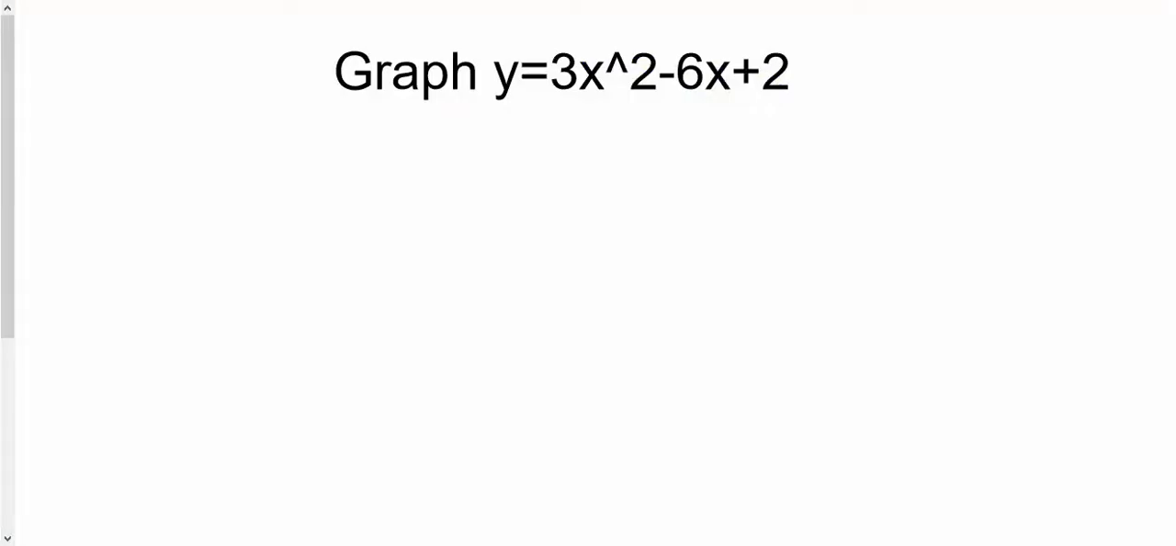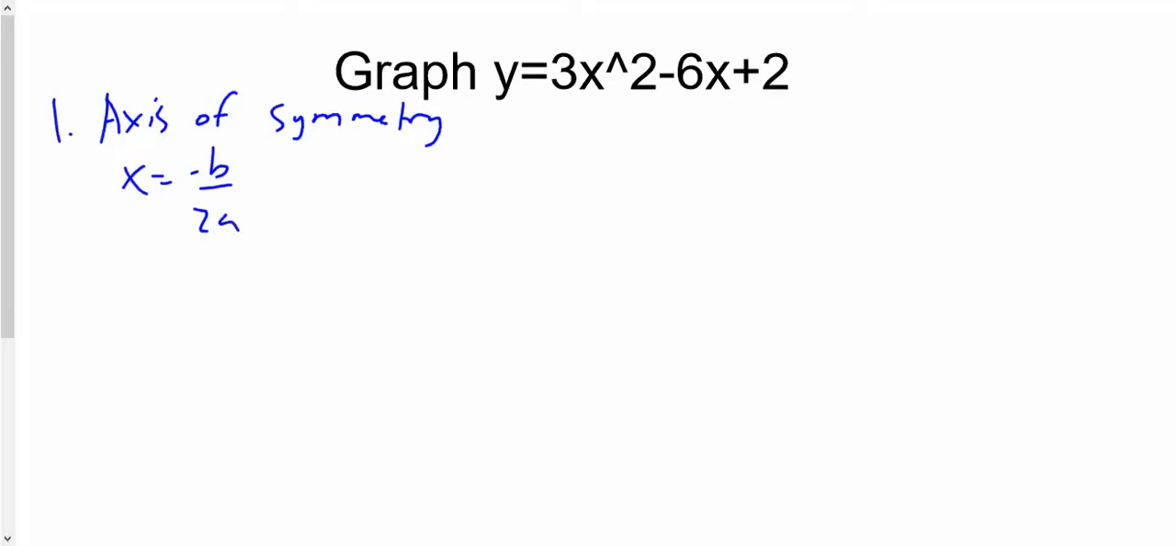All right, so we're going to go through all of the steps now to actually graph this equation. So step number 1, axis of symmetry. Negative b over 2a. So negative 6 is positive 6 because b is negative 6. 2a, 2 times 3. Okay, that's just 6 over 6, which is 1.